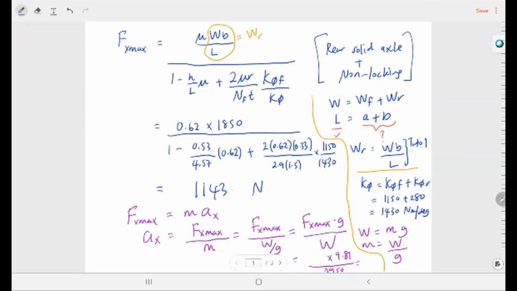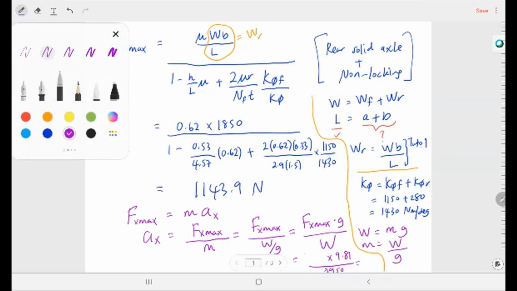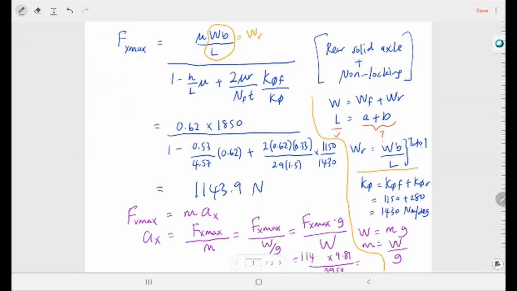So for this, 1143.9, you get about 2.84 meter per second square. Okay.